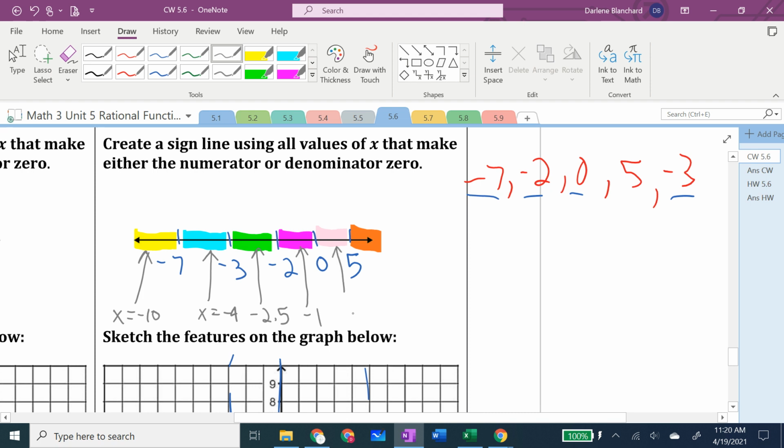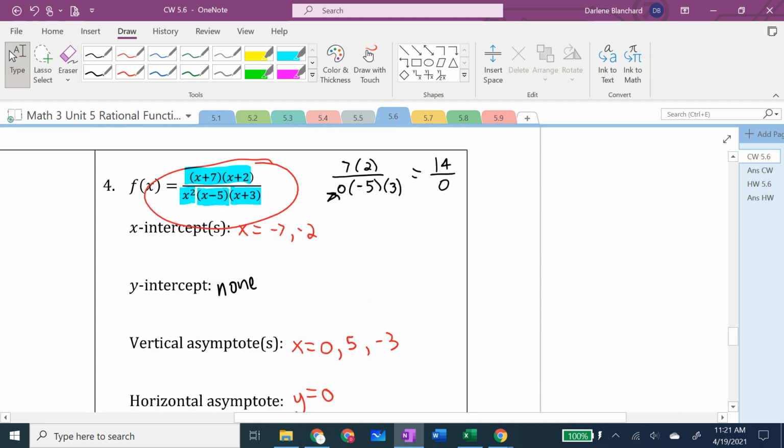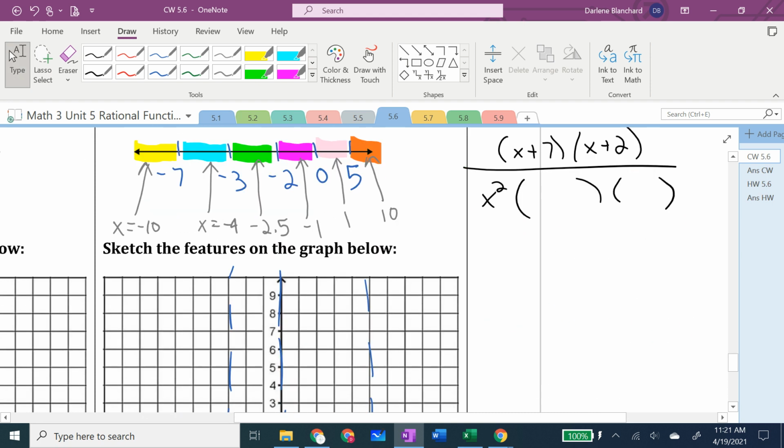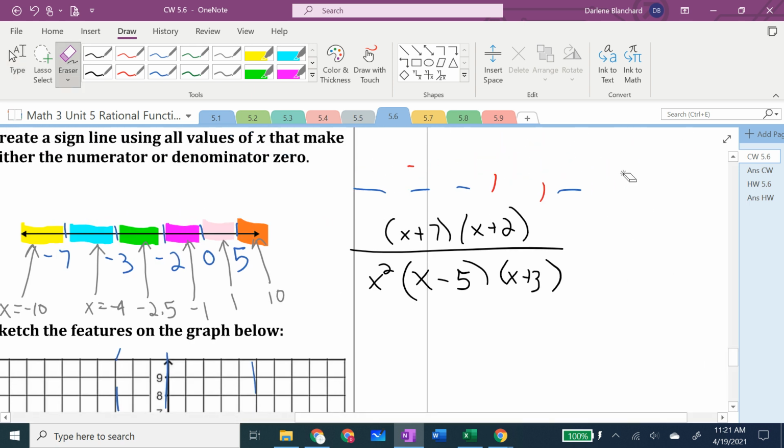I'm going to choose X equals 1 between 0 and 5, and I'm going to choose a +10 for that last section. Now you're going to want me to go through this a little bit faster. So I'm going to grab X plus 7, X plus 2, divided by X squared times 2 more factors. Those 2 more factors are -5 and +3. And I'm just going to go through this relatively quickly.